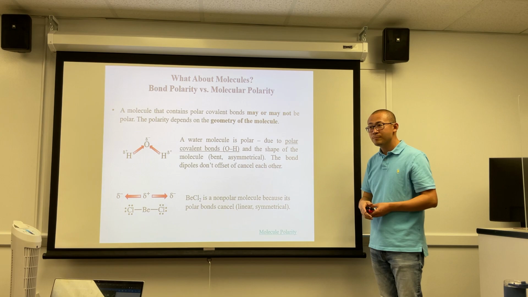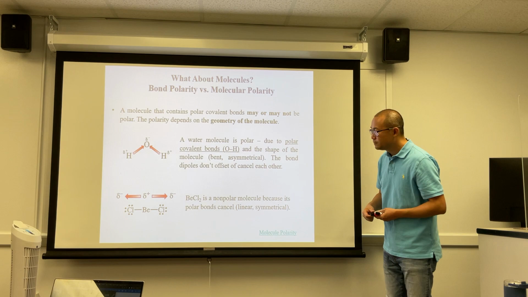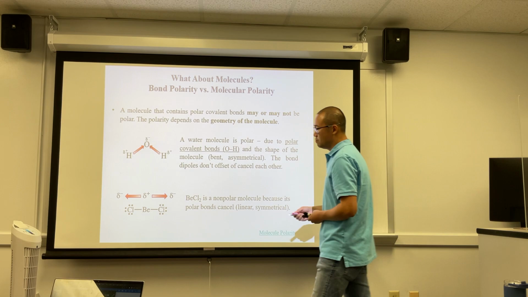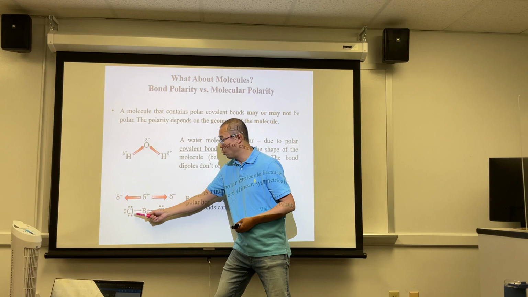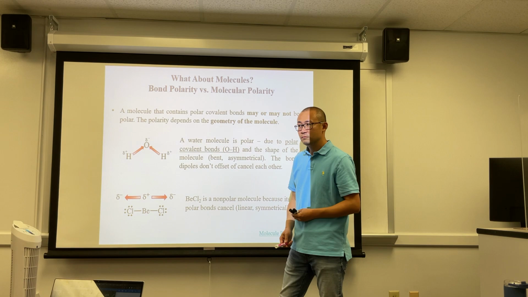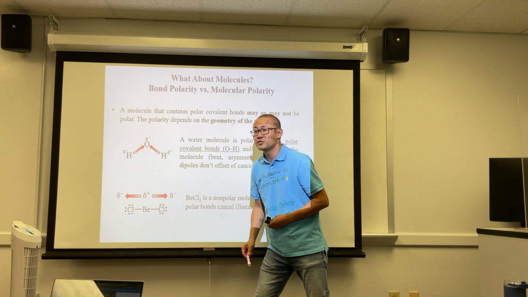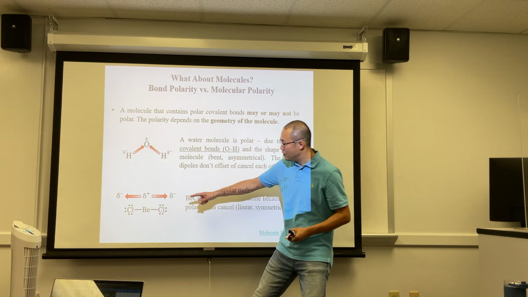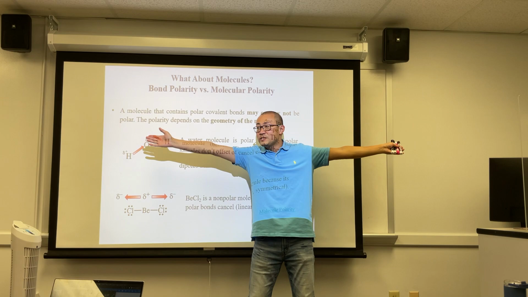Now take a look at the bottom here. We have this beryllium chloride. The bond between Be and chlorine. Chlorine is what? More electronegative. So this bond is what? Polar. This bond is what? Polar. But if you look at the geometry of this molecule, on the beryllium, how many groups of electrons do we have? Two groups. If there are two groups, what's the geometry? Linear. Linear means what? These two arrows, one to the left, one to the right, means what? They cancel each other. Is that right?